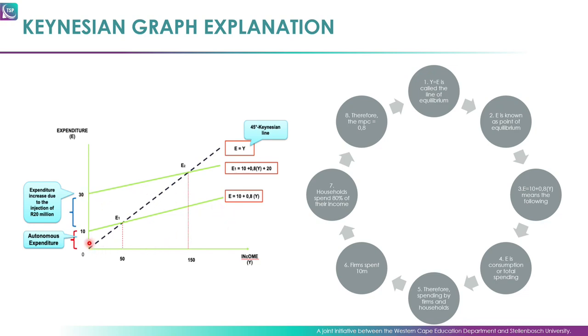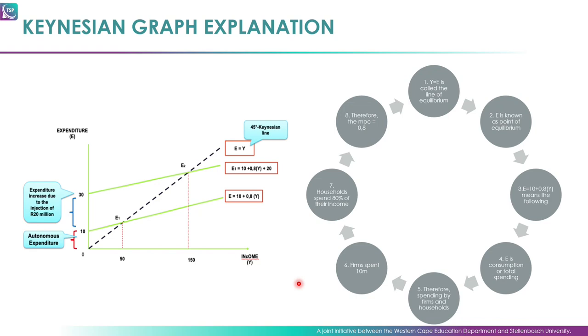So we need to say now 10, which is that autonomous spending, plus the 20, it gives us the 30, which is now the new total income or the new total expenditure that is happening. So now this is the second consumption function, and then you also need to label it. As you can see there, it is E1, because there is another equilibrium point. E1 is equal to 10, which is the initial spending that took place, and then household, they are still spending 0.8 of their incomes, and the new 20 billion that was injected into the circular flow.